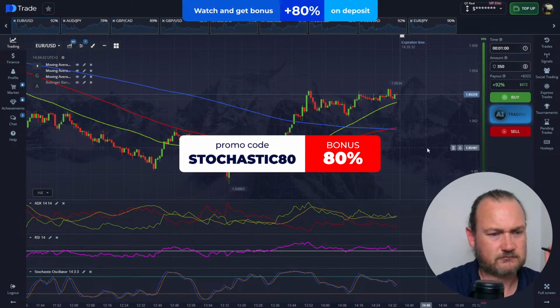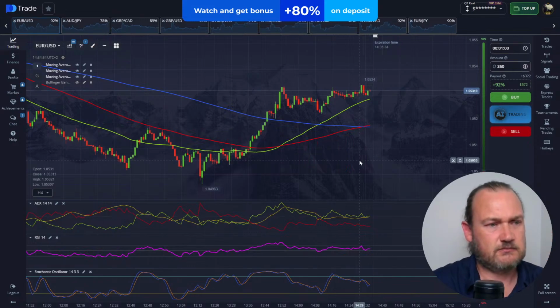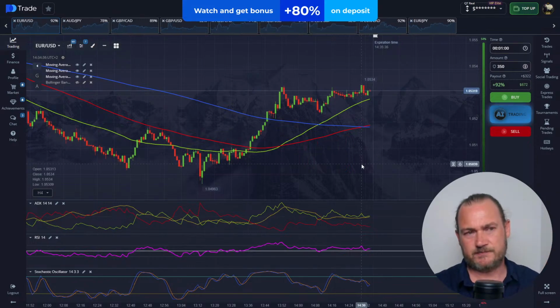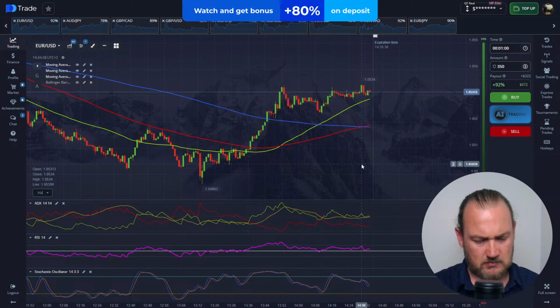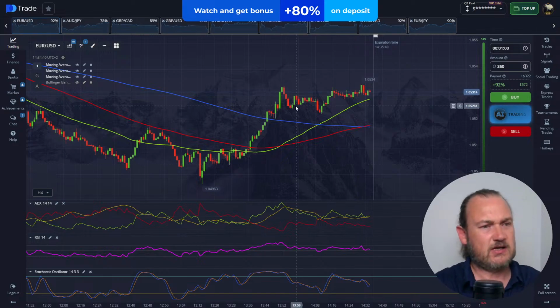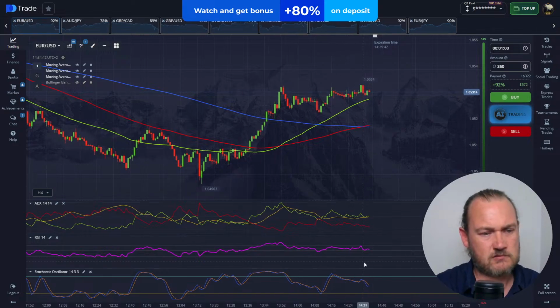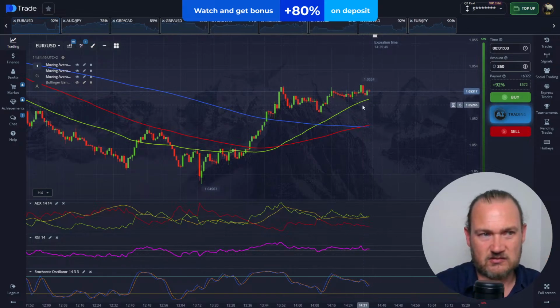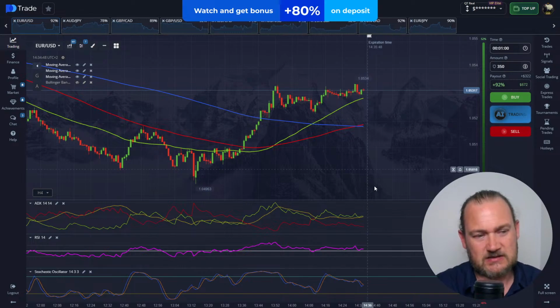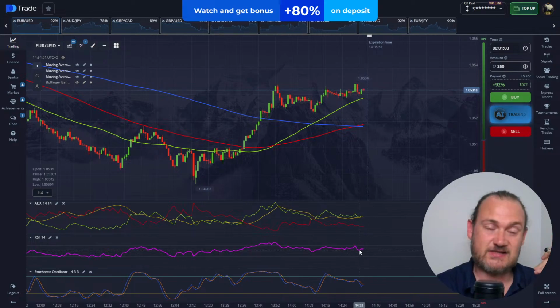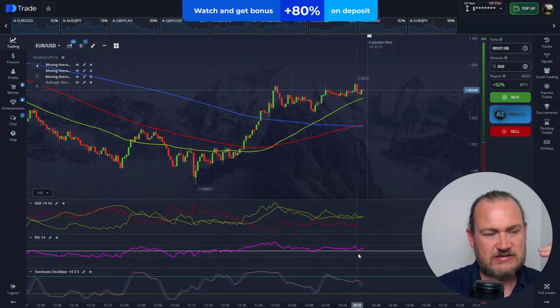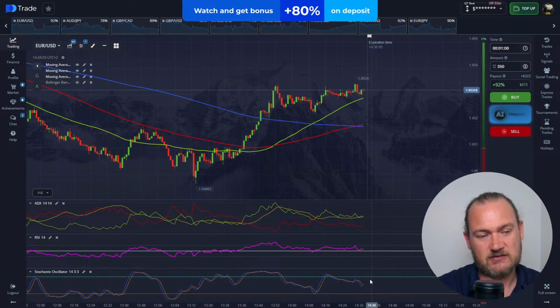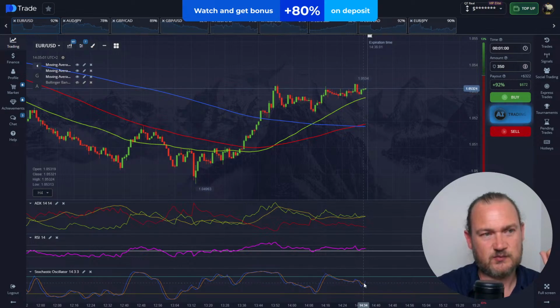That basically covers the stochastic. I'm still keeping an eye on price here. My RSI is still bullish, so if the stochastic turns up again, we did get a drop touching 50. It's turning upwards.